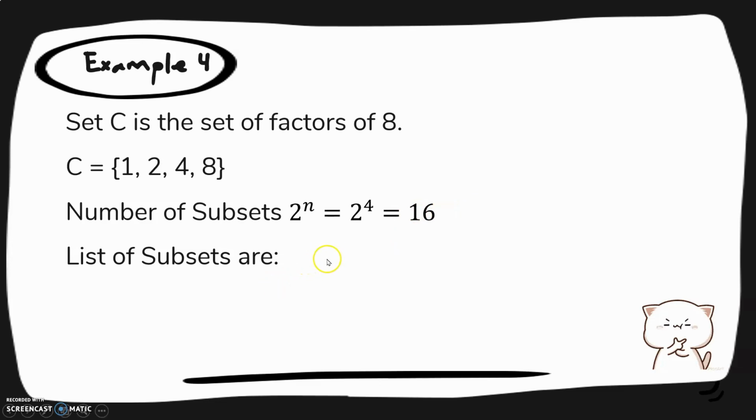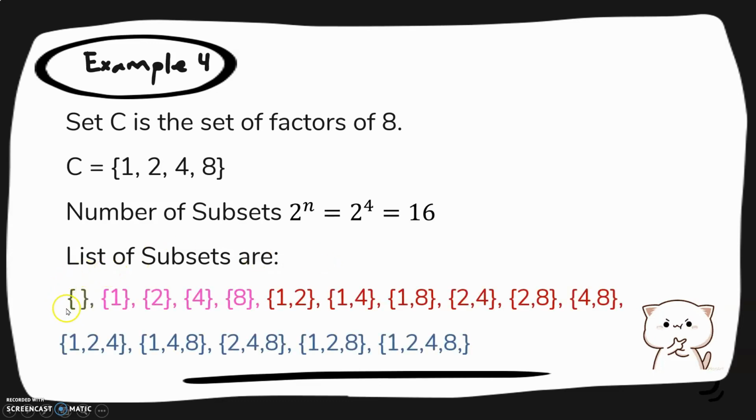So to list all the subsets, of course we will include the empty set or the null set, and the individual elements 1, 2, 4, and 8, here in the pink font. And we also have the combinations of 2 elements, all in red font. Next, the combinations of 3 elements, like 1, 2, 4; 1, 4, 8; 2, 4, 8; 1, 2, 8. And the last one is the elements 1, 2, 4, 8 counted as one. So if you count it all, that will be 16, the total number of subsets in set C.